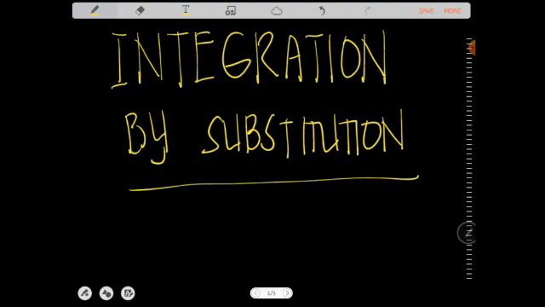So say for x, another variable u. So the purpose of substituting a new variable is to bring the problem to a form for which a standard formula can be applied. And this integration by substitution is justified by the so-called chain rule for integration.